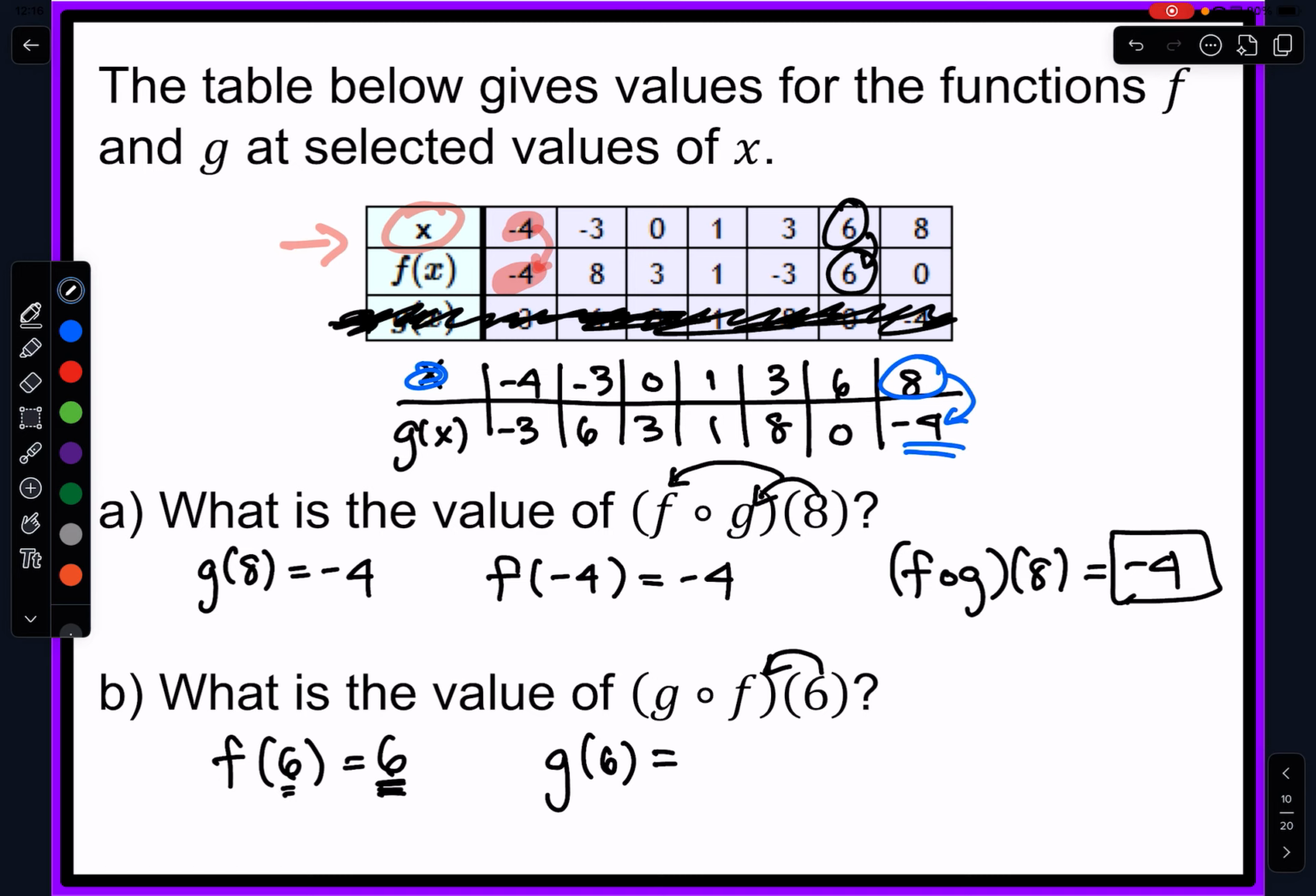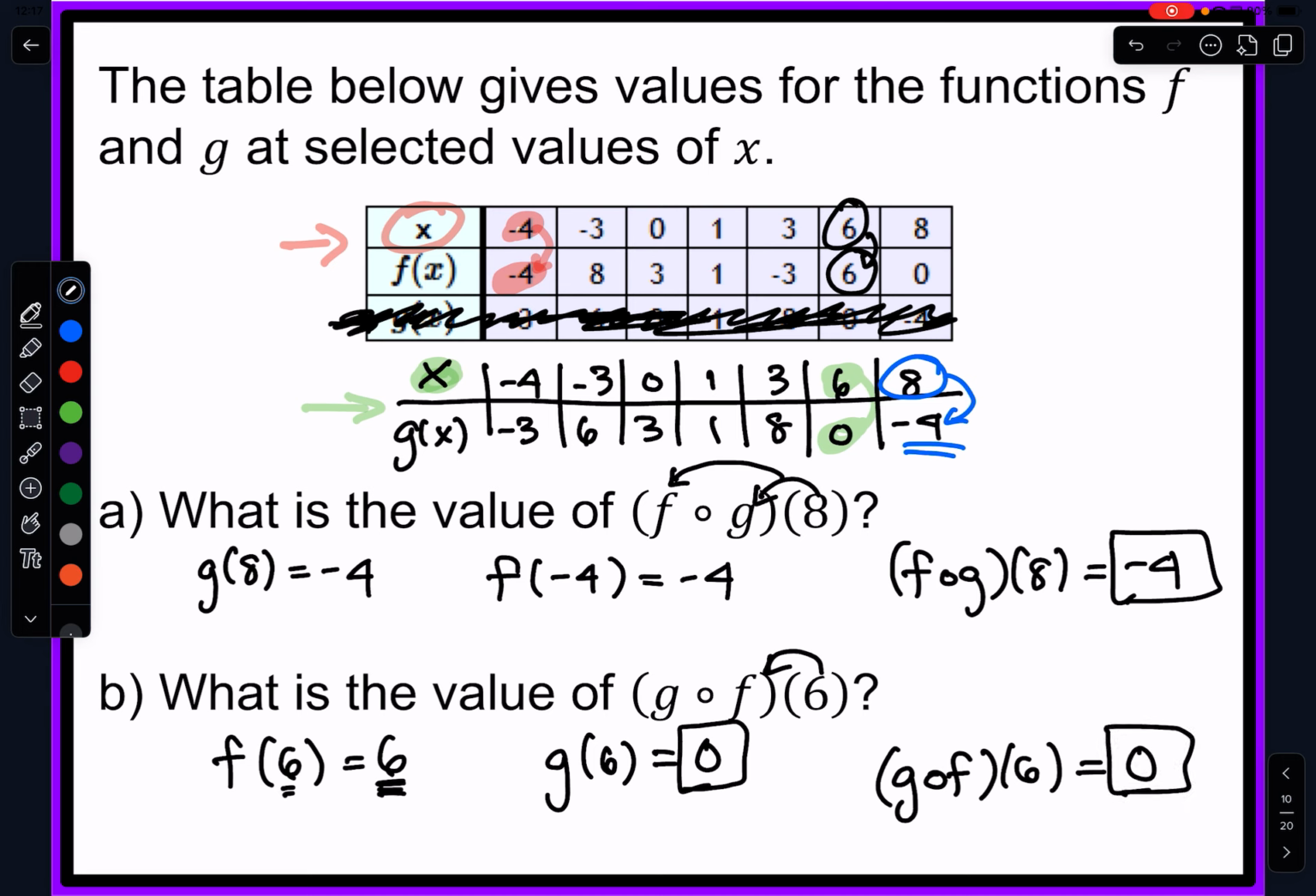So we look at the table of g. The x value using this table is 6 and the corresponding y value is 0. So there is your solution. So the gof of x when x equals 6 is 0. So there's your two solutions, or the values of your two composite functions: fog of 8 and gof of 6.